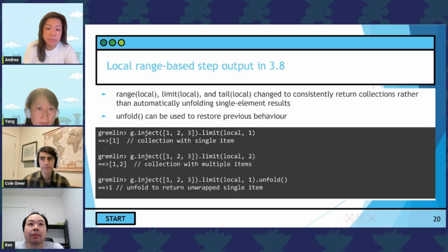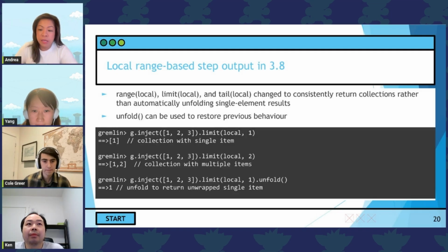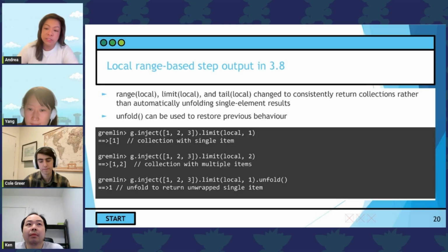And the next slide. So in 3.8, we changed these steps so that when they're used with local scope, they always return a collection, no matter how many items are in it. So single item collections are no longer automatically unfolded. The first two examples show how you're always going to get a collection, no matter how many items are inside. And the last one shows that if you still want to return only the single item instead of a collection, you can just put an unfold step at the end of the traversal, and you'll get the previous behavior.